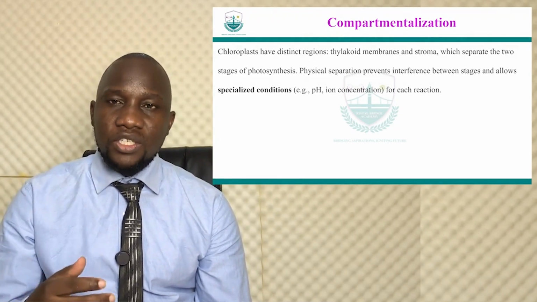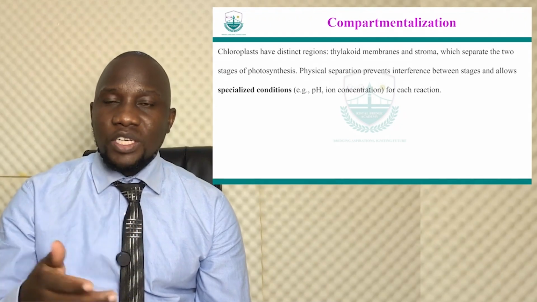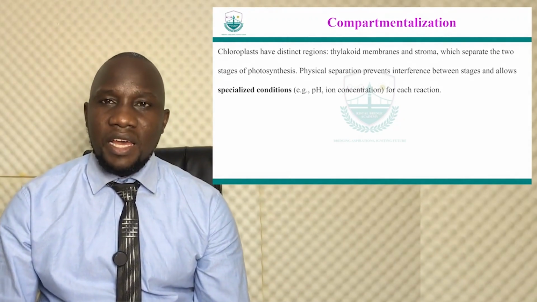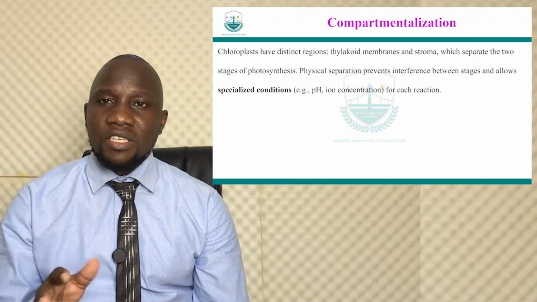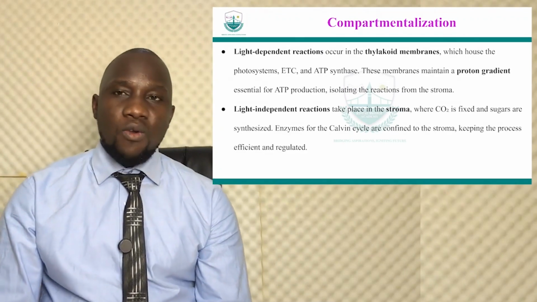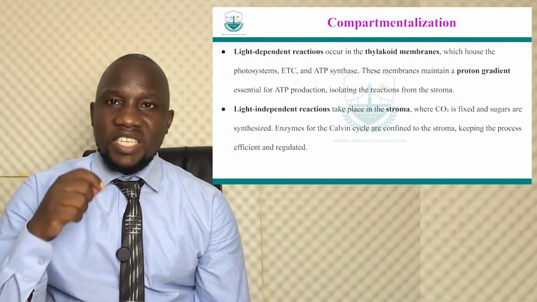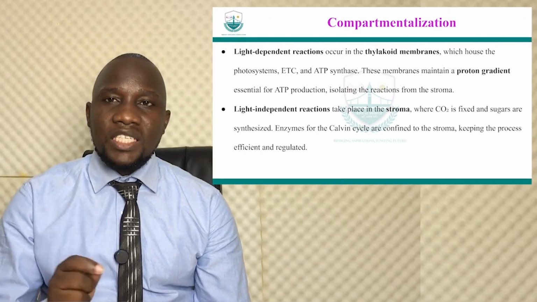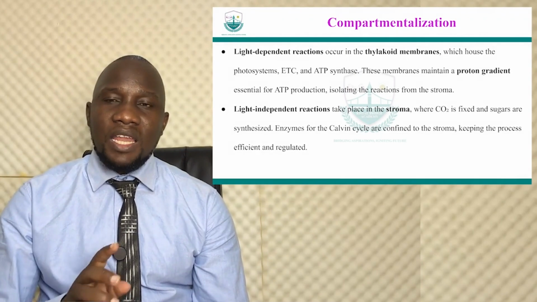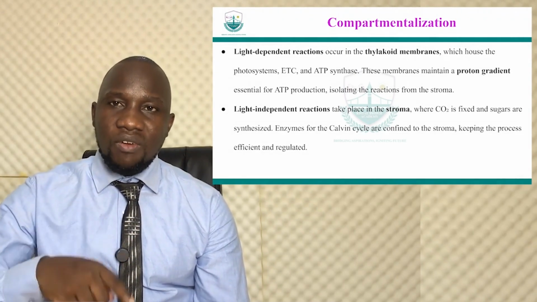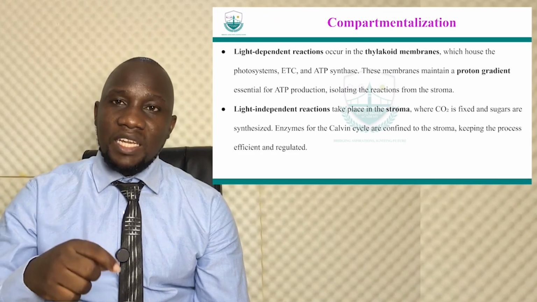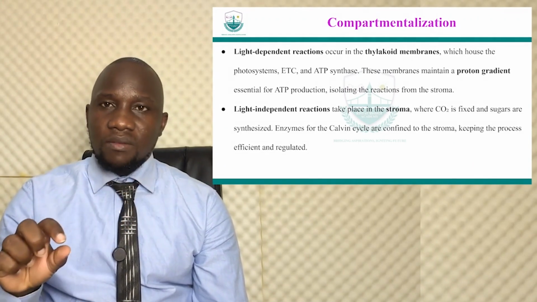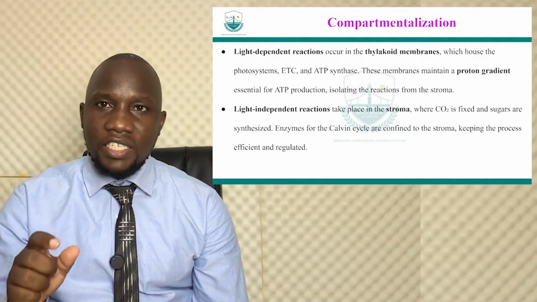And this physical separation means that you will have different conditions for each of the stages of photosynthesis. So issues to do with pH and ion concentration are actually different in the two regions. So where you have the light dependent reactions basically happening in the thylakoid membranes, you will have electron transport system, ATP synthase being available. And that means that it is very easy to maintain the proton gradient, the movement of these protons, and maintaining their concentration across these membranes. Very important. And that happens in the thylakoid membrane. So that is where you have the light-dependent stage.